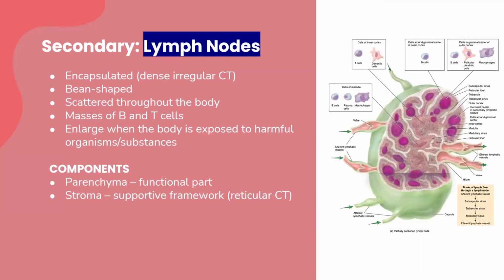There are two main components of the lymph nodes. We have the parenchyma and the stroma. The parenchyma is basically the functional part, so that's made up of your lymphocytes, your B and T cells, while the stroma is just the environment in which the lymphocytes exist. So that is the supportive framework made up of reticular connective tissue.